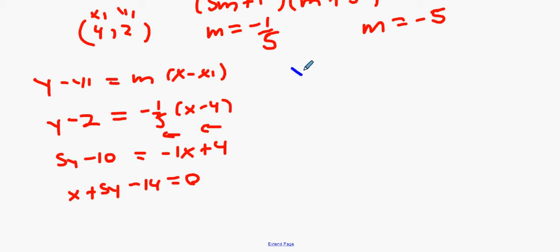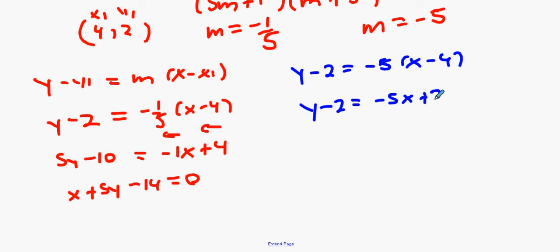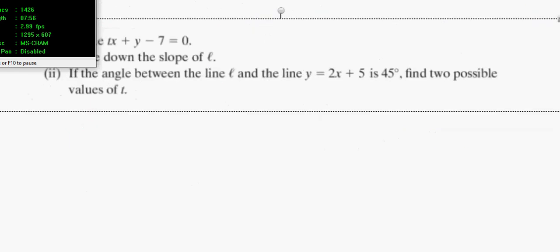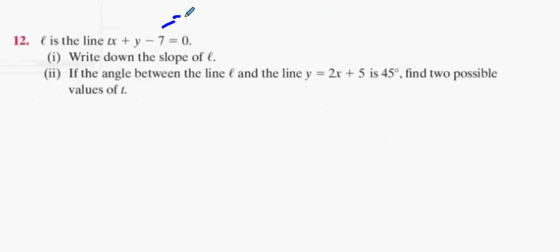And then for the other one, we're going to get y minus 2 equals minus 5 into x minus 4. Minus 2 equals minus 5x plus 20. 5x plus y minus 22 equals 0. And you're done. Now you're on to the next question. Write down the slope of the first one. y equals minus tx plus 7. This implies that m1, or the slope, is minus t. Have I got that far? There, you get that? Alright.